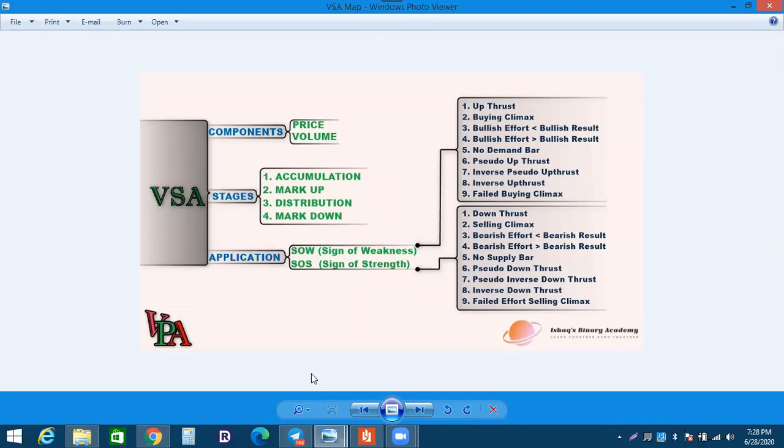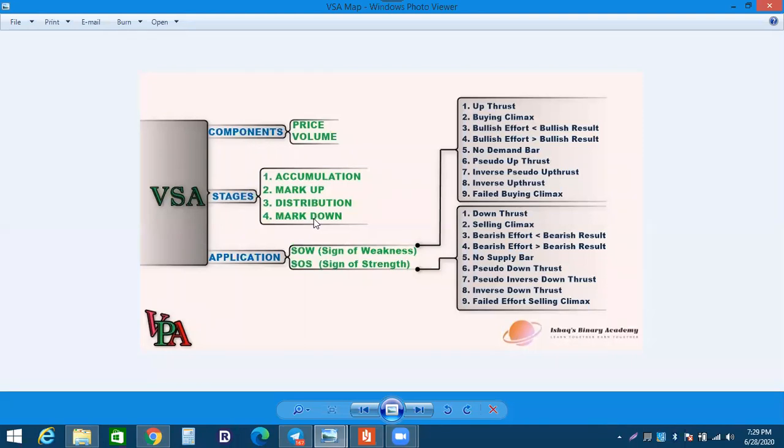And there are two applications. When we apply these VSA strategies and concepts in the chart, the main application of these concepts starts from two signals: the sign of weakness and the sign of strength. Before, when we learned about the sow and source concept, how these concepts are created in the market, we came to know much about these concepts. So yesterday we talked about accumulation, distribution, markup, and markdown.